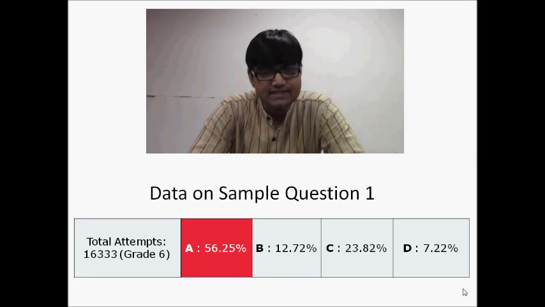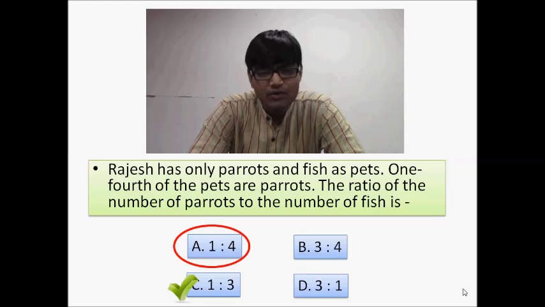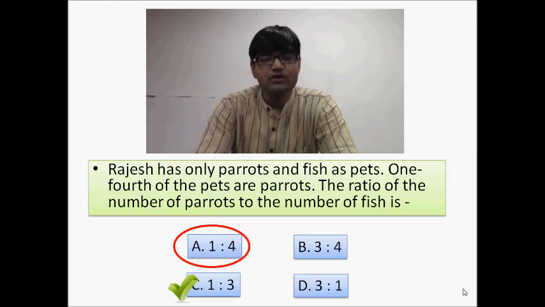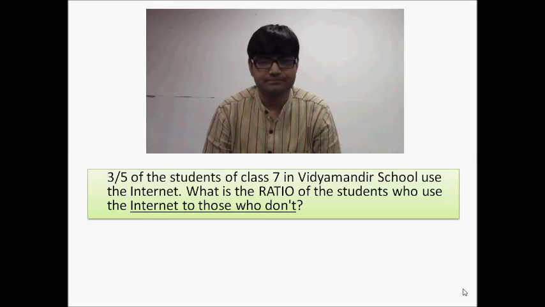Why is this? Let's see the question again. So from this question we can see that if the fraction of parrots is 1/4 of the total, the fraction of fish would be 3/4. The ratio would then be 1/4:3/4 or 1:3. However, students do not see this distinction and simply convert the given fraction into a ratio. To draw the conclusion that this is a prevalent misconception, let us take another example of the same type.